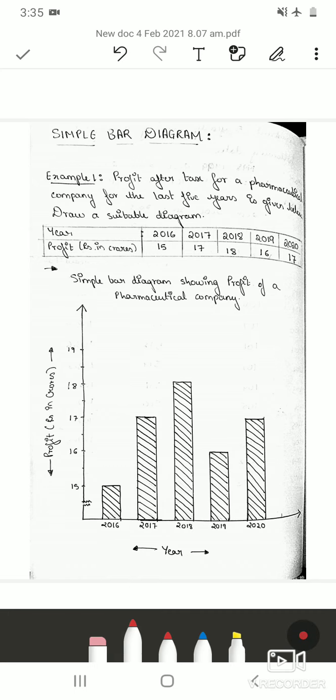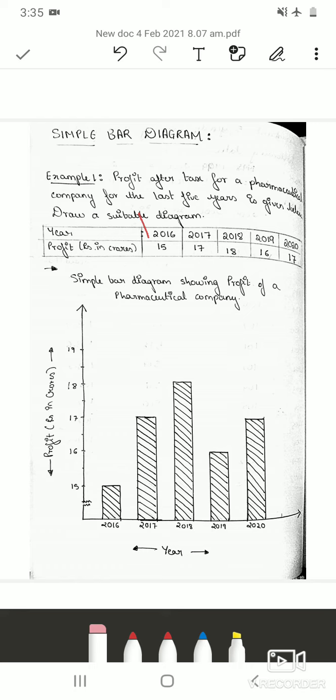So once you take the scales along x and y axis, it is time to plot the diagram. So for the year 2016, the profit made is 15 crore. So 2016, mark a line and make it a rectangular box. If you want, you can shade it. So similarly, plot rectangular bars for the remaining years.